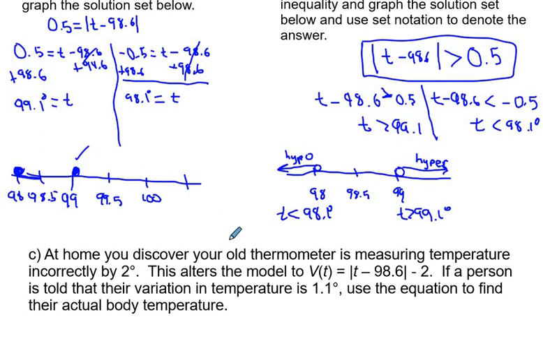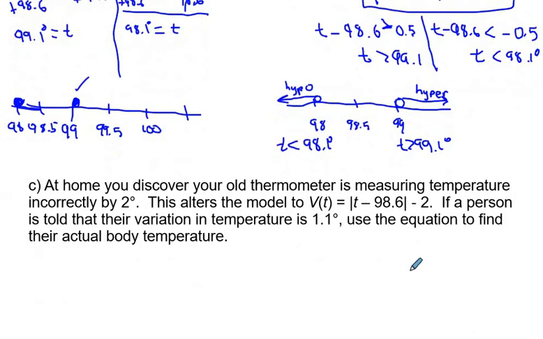It says, at home you discover your old thermometer is measuring temperature incorrectly by 2 degrees, and this will alter the model to be V of t is equal to t minus 98.6 minus 2. If a person is told that their variation in temperature is 1.1 degrees, use the equation to find their actual body temperature. Okay, so what that's saying is it just wants me to put this value in for the variation. So 1.1 is equal to the absolute value of t minus 98.6 minus 2, and then I'm going to solve this equation.